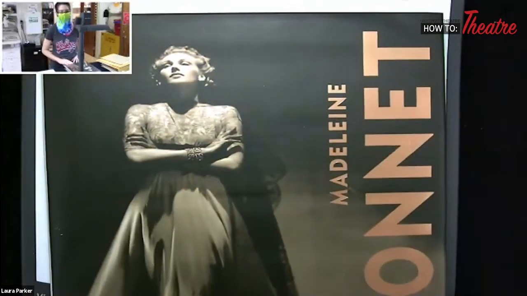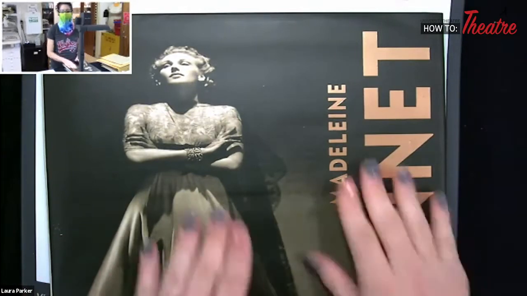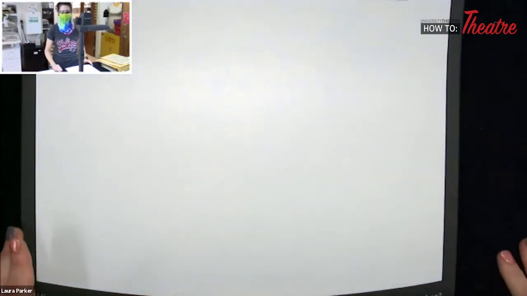When we're doing historic costuming, especially if we're dealing with something that's a little weirder, a little more esoteric, it's going to give us a lot of information. So use your books. All right, so the next thing that we have access to is actual historic patterns.